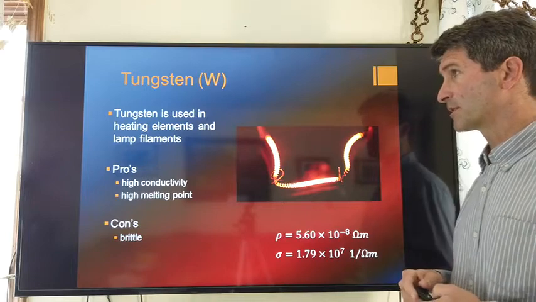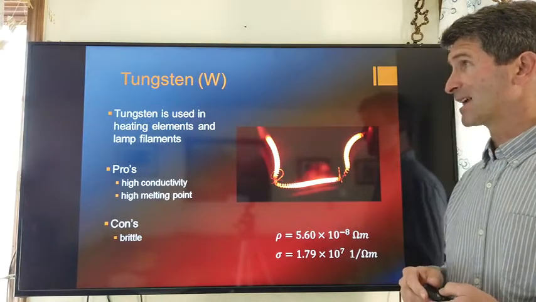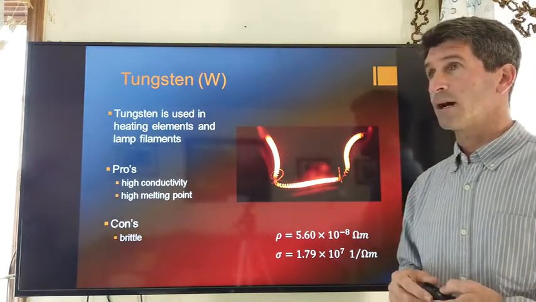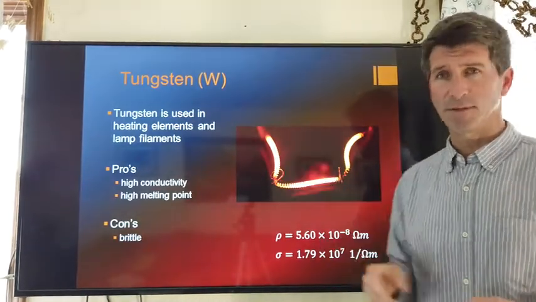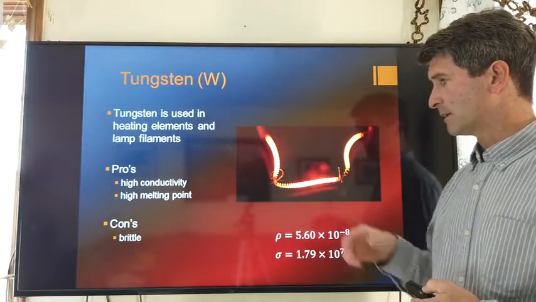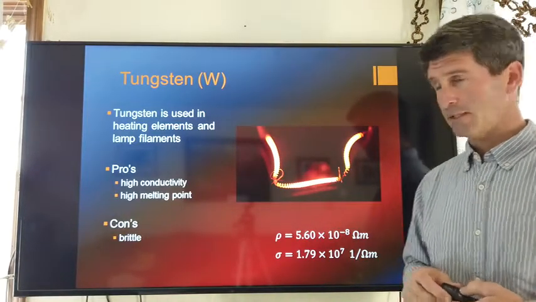And of course, tungsten is used in electric ovens, where you're going to a very, very high temperature, like ceramic ovens is what I'm talking about. You can use tungsten in the heating elements.